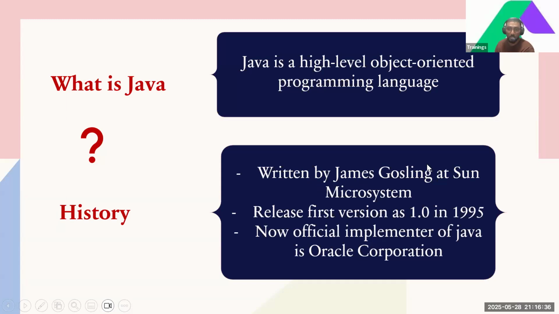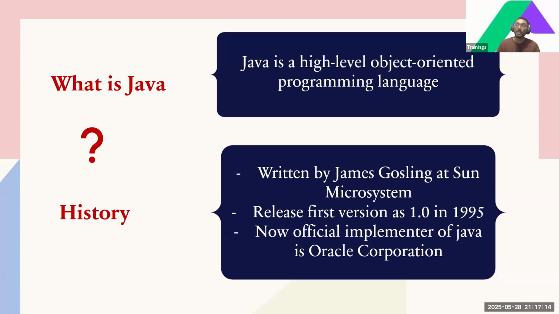Now when it comes to the history of Java, Java was written by James Gosling. He is the official implementer, who introduced the Java language when he was working with Sun Microsystem, which is the company name. When he was working there, he invented Java as a programming language. The first release happened in 1995 as 1.0.